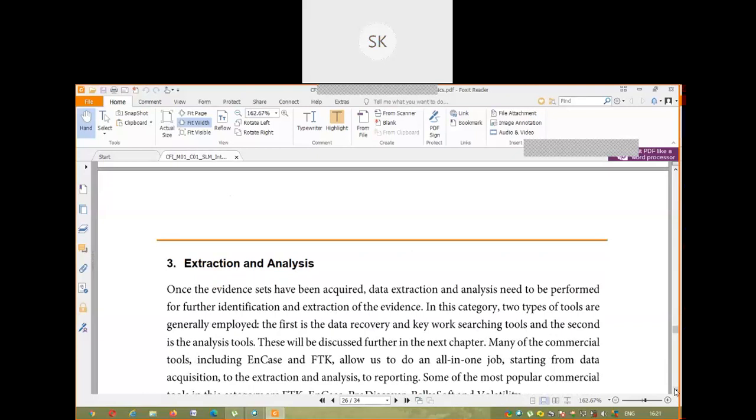Once the evidence set has been acquired, data extraction and analysis need to be performed. Obviously, we have already gathered the data. Now we have to extract those data, and after extraction we need to analyze. Here we again have two types of extraction and analysis tools. The first one is data recovery.